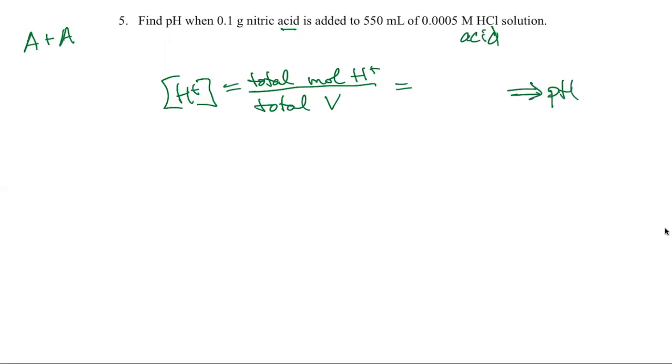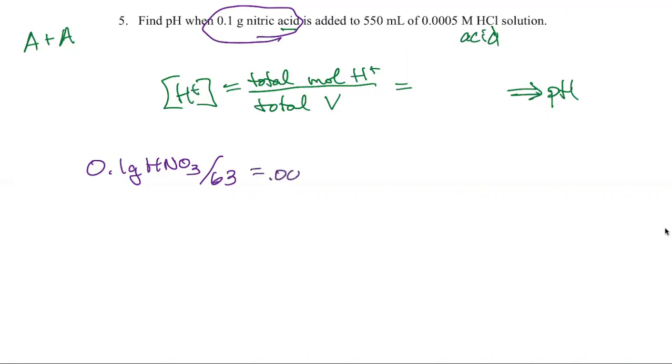First, I'm going to deal with the nitric acid. 0.1 grams of nitric acid. I'm going to use this to get the moles of nitric acid and then the moles of H from the source. The molecular weight of nitric acid is 63. 0.1 divided by 63 gives me 0.00159 moles of HNO3. The mole ratio for nitric acid is 1:1, yielding 0.00159 moles of H plus from this source.